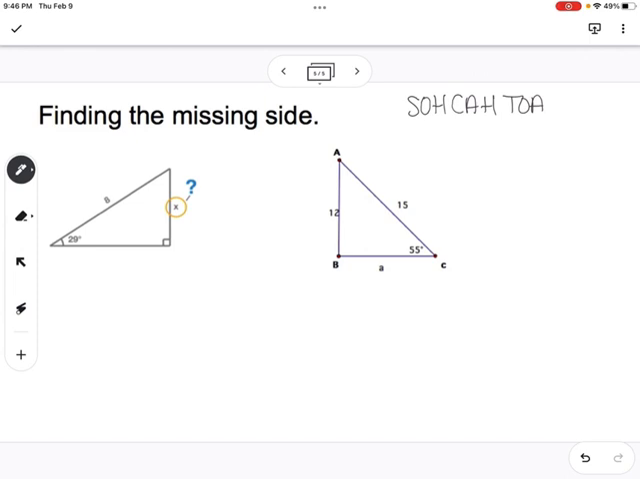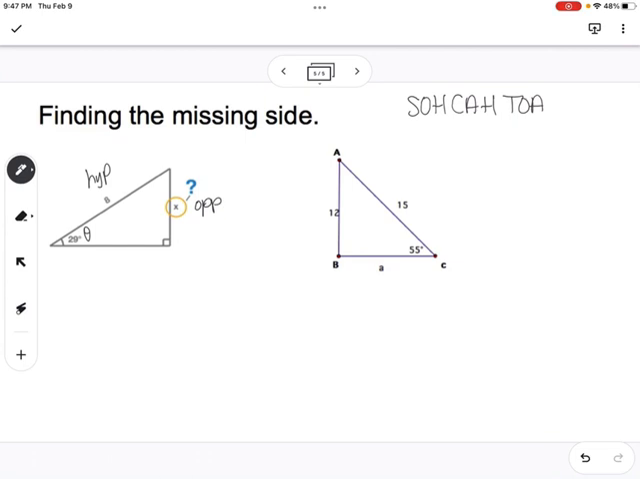Taking a look at the first question here, we have an angle of 29. We have a hypotenuse going across from the 90 degree of 8, and we need to know what x is. So labeling, we have a hypotenuse here, we have theta, and across from the angle, that's the side we want to find. Across from the angle is the opposite side.